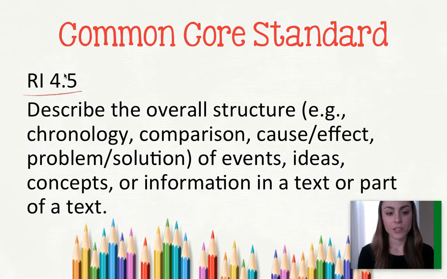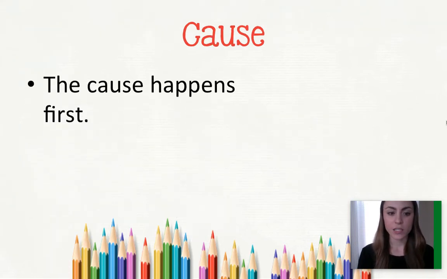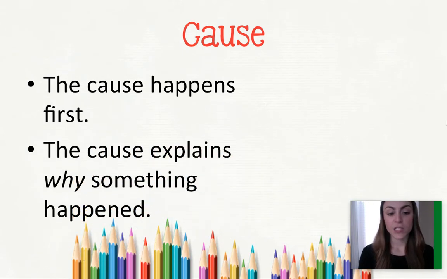The standard reads, describe the overall structure, examples given, chronology, comparison, cause/effect, problem/solution of events, ideas, concepts, or information in a text or a part of a text. However, today we're going to solely focus on that text structure or organization that authors can use, such as cause and effect. So a cause happens first, and the cause explains why something happened.